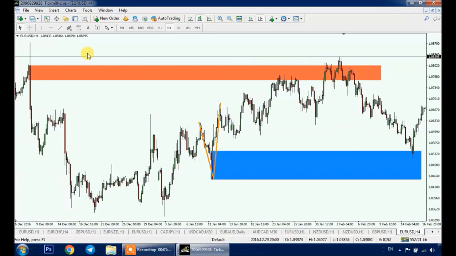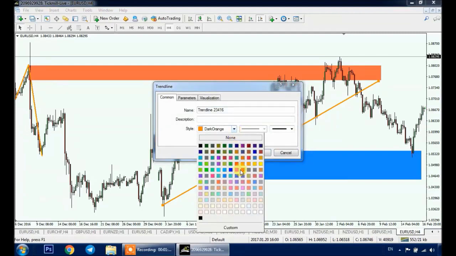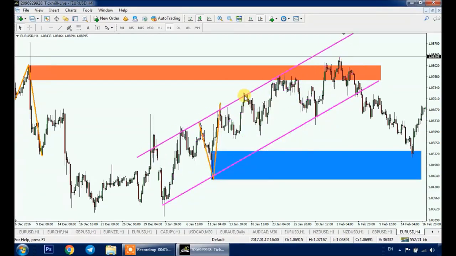So in this case we have a rally, base, and then drop, or what we call RBD. And in this particular example we've got a trend line here, as you can see, or even a channel. Let's make it in purple.